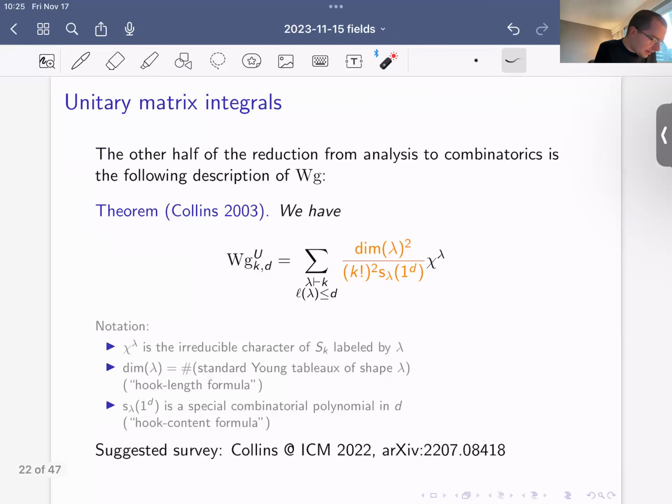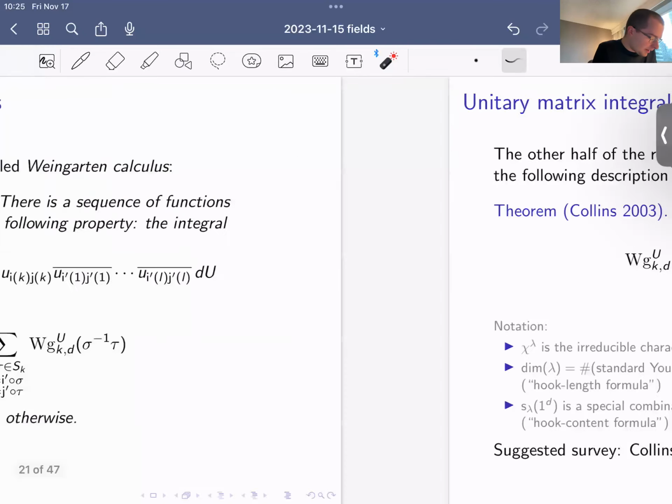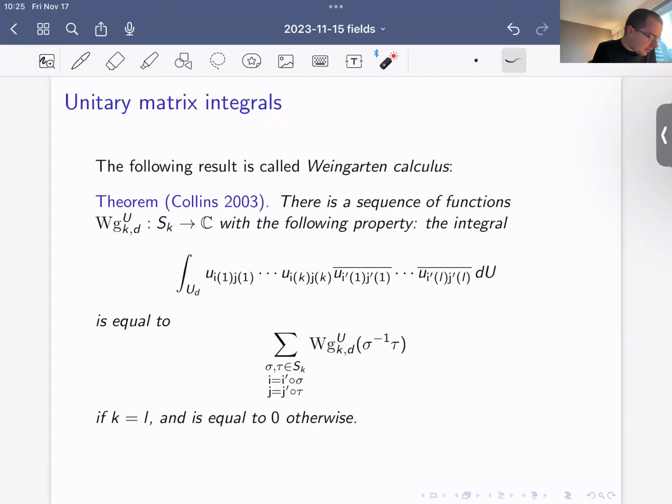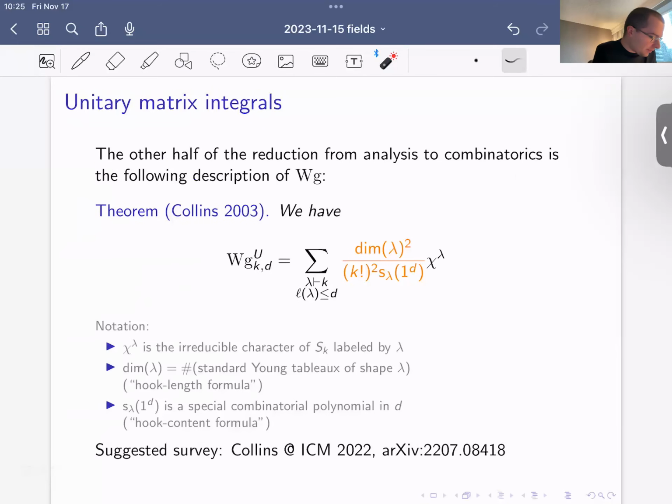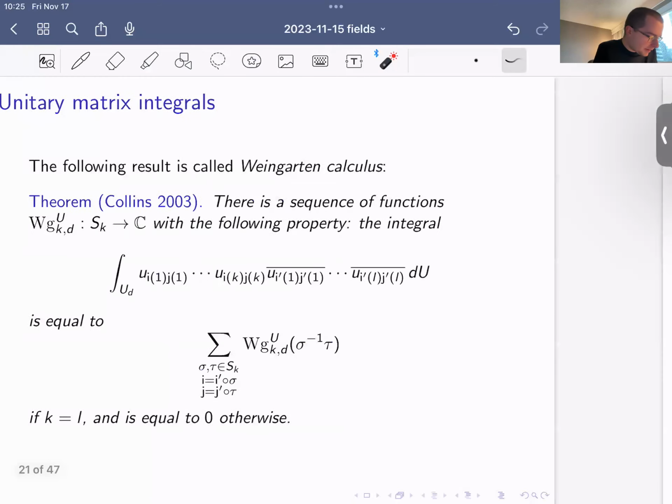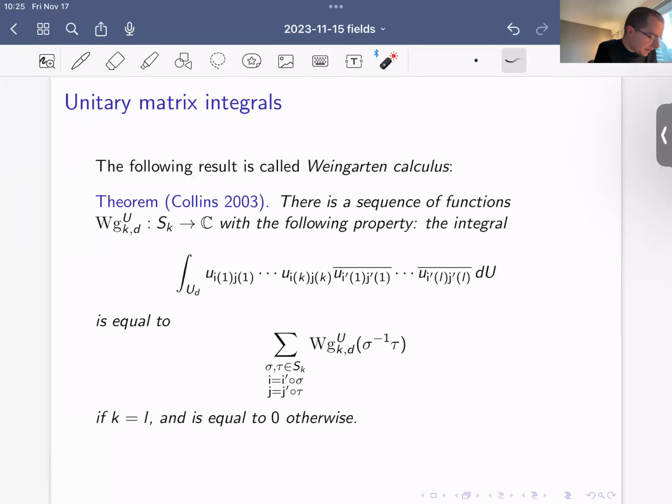Yeah, and then the other half of step one is that we want to have a concrete description of what these functions WG are, right? And this is also provided by Collins in the same paper. A special feature of WG that I didn't mention in the slide is that WG of a permutation only depends on the conjugacy class, or the cycle type, of that permutation.